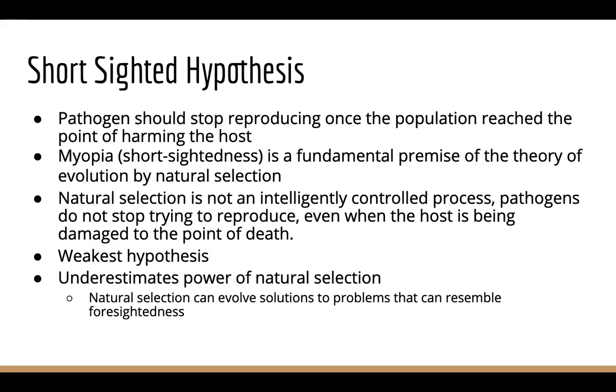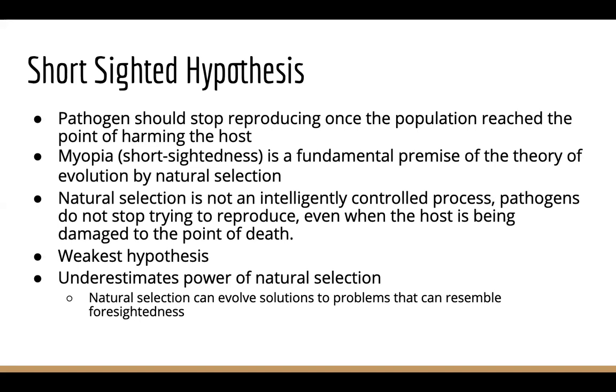The short-sighted hypothesis states that pathogens stop reproducing once the number of copies of virus reaches the point of harming the host. Myopia or short-sightedness is a premise for the theory of natural selection. However, natural selection is not controlled by viruses, it just sort of happens. Mutations occur. If those mutations are successful, they will be kept. If not, it will keep mutating to the point where it gains a mutation that helps it.